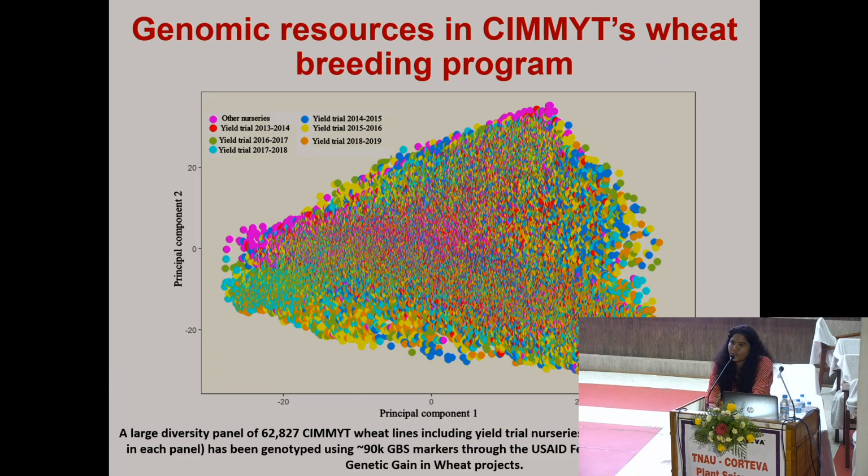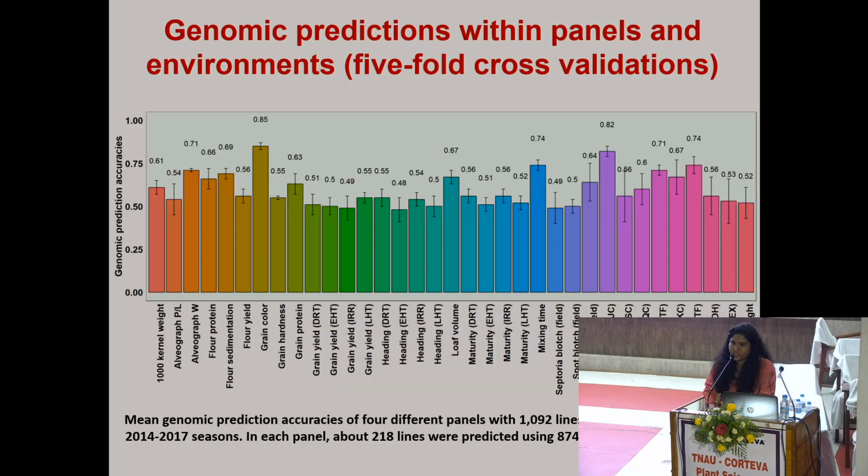And I'm just going to show you, Dr. Raman showed the diversity in Corteva's breeding germplasm in the morning, and I'm going to show what exists in CIMMYT's wheat breeding program. So this is about 62,000 lines that have been genotyped over a period of 6 years. And there's a vast amount of diversity. Every year the yield trials are genotyped, as I mentioned, and there's a vast amount of diversity in this germplasm. And there's some amount of relatedness as well, which can serve well for the purposes of genomic prediction.